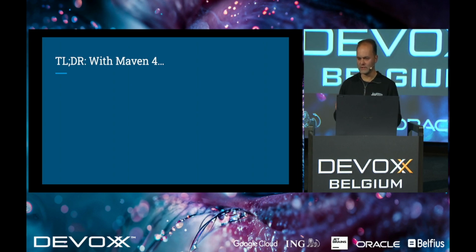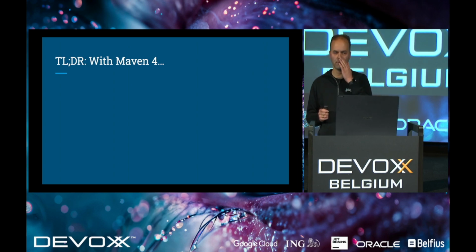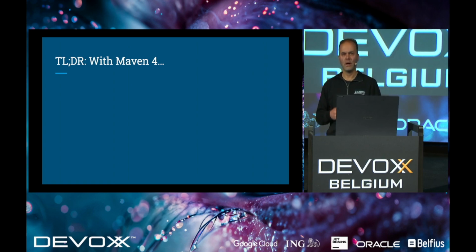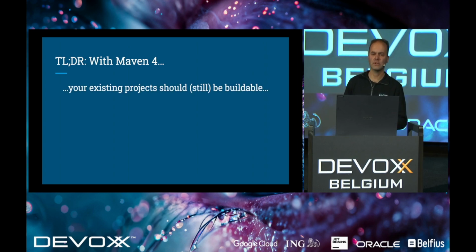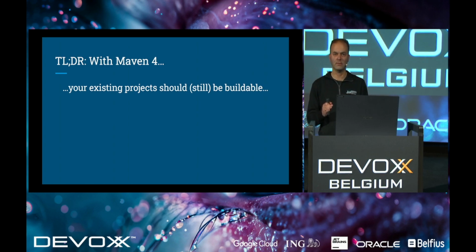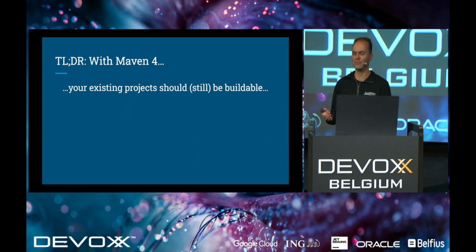But there's a few things that we can say already about Maven 4, both in a lot of detail, which we will cover soon. But the highlight for you to take away is this. If you're using Maven 4, your existing projects should still be buildable. This is, of course, assuming that you can build them today. But I count on that, right? Just checking here. We're not fixing your build problems.